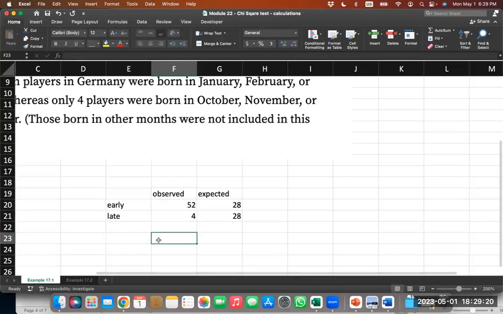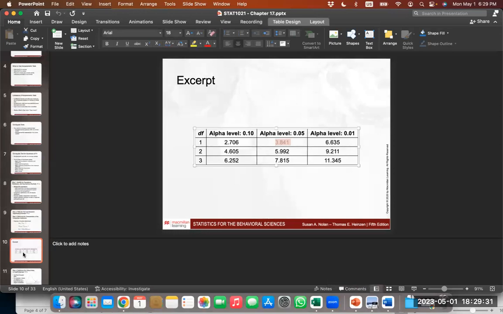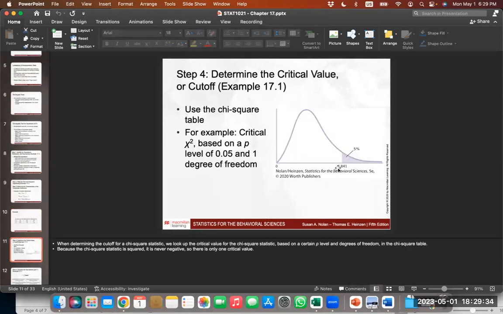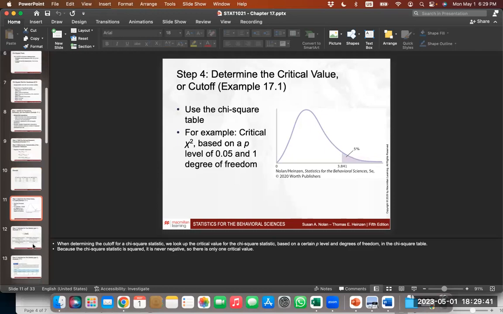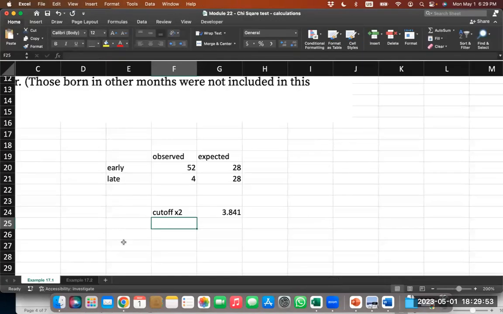So if we now enter our cutoff value, our cutoff chi-square is 3.841. So the comparison distribution with chi-squared was a cutoff value of 3.841 on a p level or an alpha of 5%. So now, how to calculate the test statistic? This is where things get a little trickier. So let's copy this over. It's not as complicated as it looks at first glimpse.